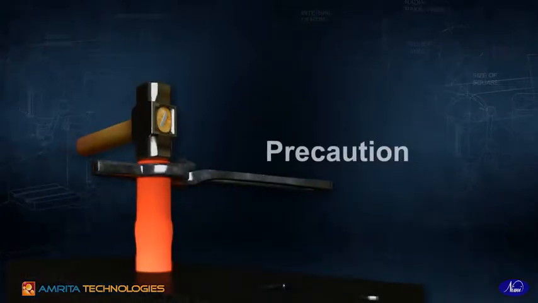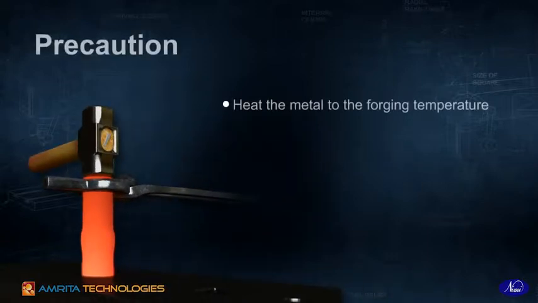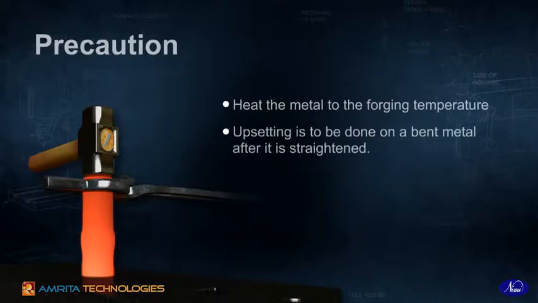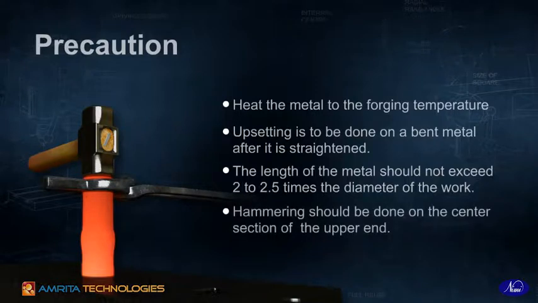Precaution. The following are the preventative safety measures which should be taken while forging. Heat the metal to the forging temperature. Upsetting is to be done on a bent metal after it is straightened. The length of the metal should not exceed 2 to 2.5 times the diameter of the work. Hammering should be done on the center section of the upper end.